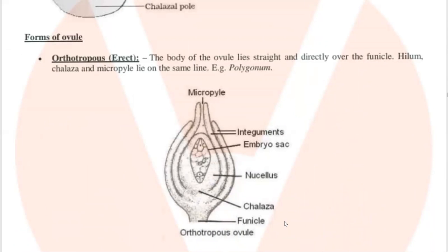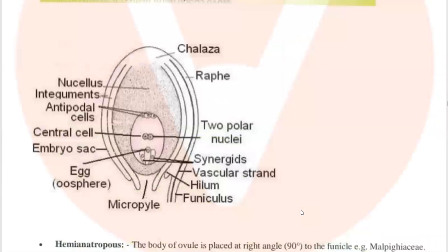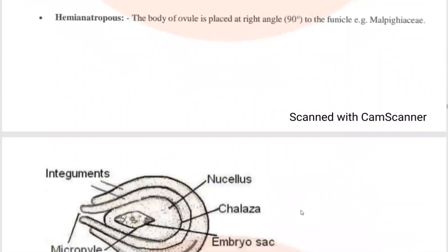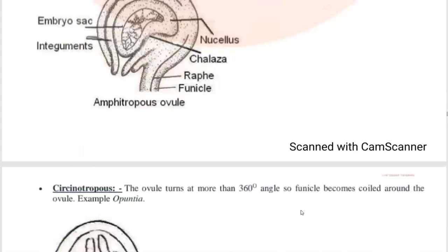This is the funicle. What it means is, if I make this as my funicle, the body lies in this way. So this we state or say as orthotropous. This is anatropous. This is some basic features. This is hemianatropous, campylotropous, amphitropous.